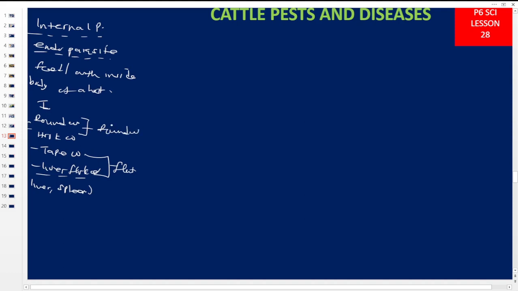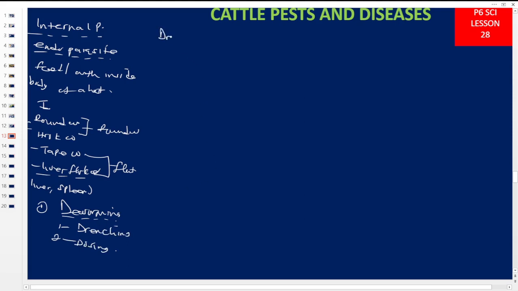So these worms are controlled. How do you control them? One, by deworming. So we control these worms or internal parasites by deworming. And this deworming is done in two ways. One, we can carry out what we call drenching, or we can carry out what we call dosing. All of them are methods of deworming.